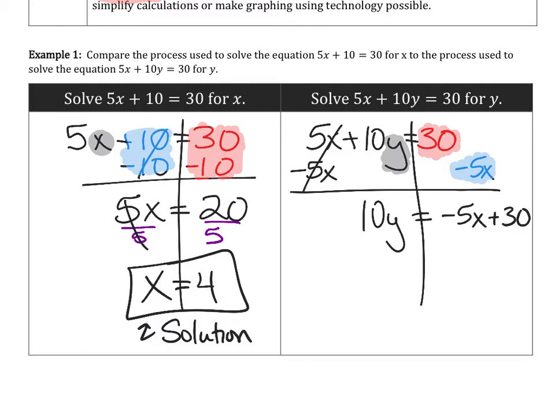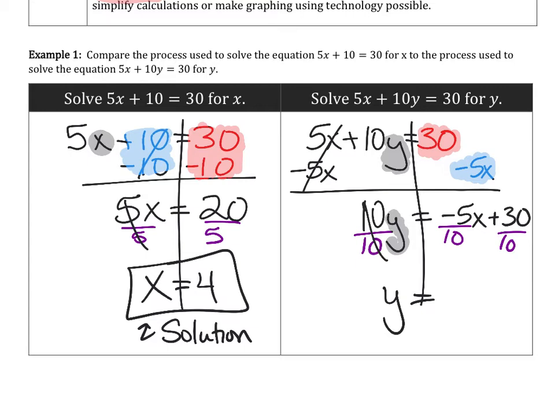10. Now, here's the thing. You do divided by 10, you do divided by 10, and you do divided by 10. Every single piece of that equation has to be divided by 10. You're dividing everything by 10. This term and this term. This is new. Where did that come from? Once we've divided by 10, this would cancel out. You'd have y by itself, which is what we want.